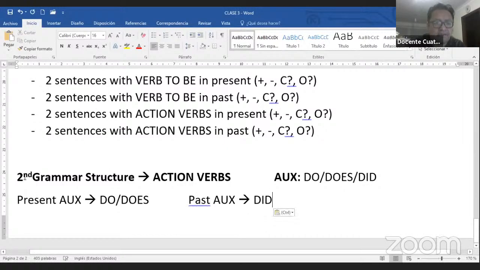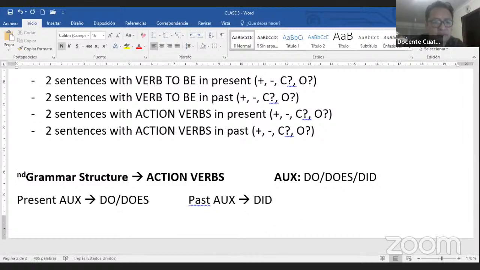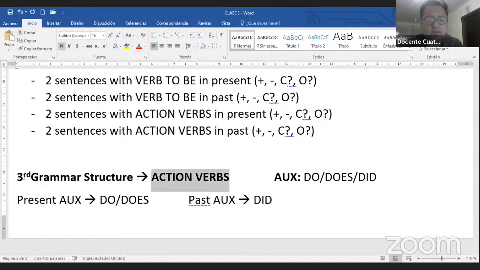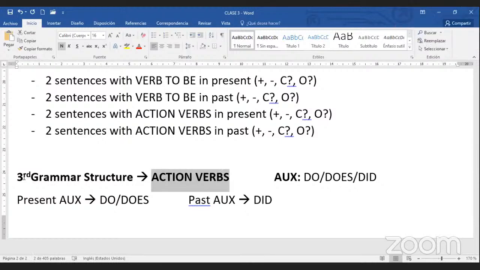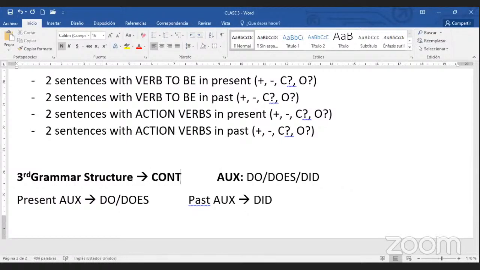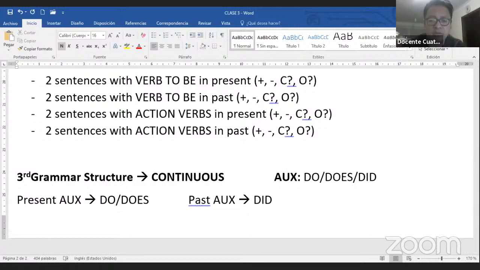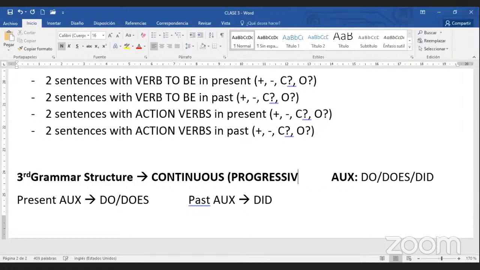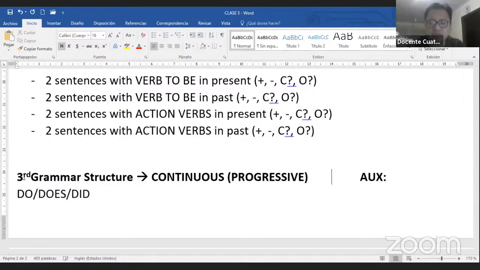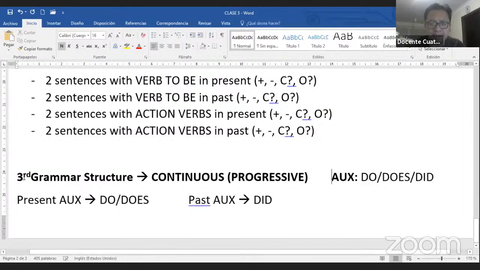Okay, we have the third grammar structure, which is the continuous, okay? Or some people call it the progressive. It's not really correct. Continuous is better. Okay.